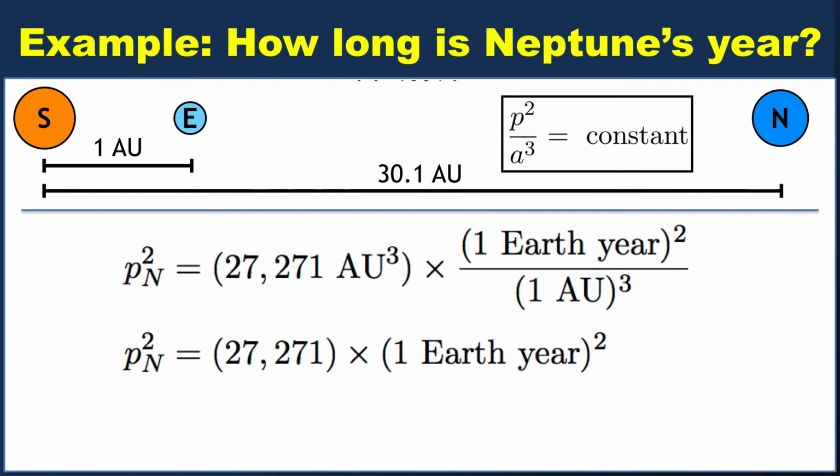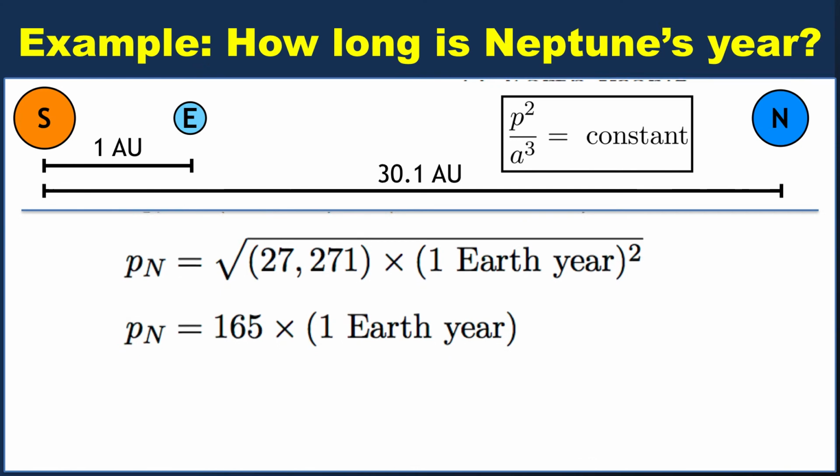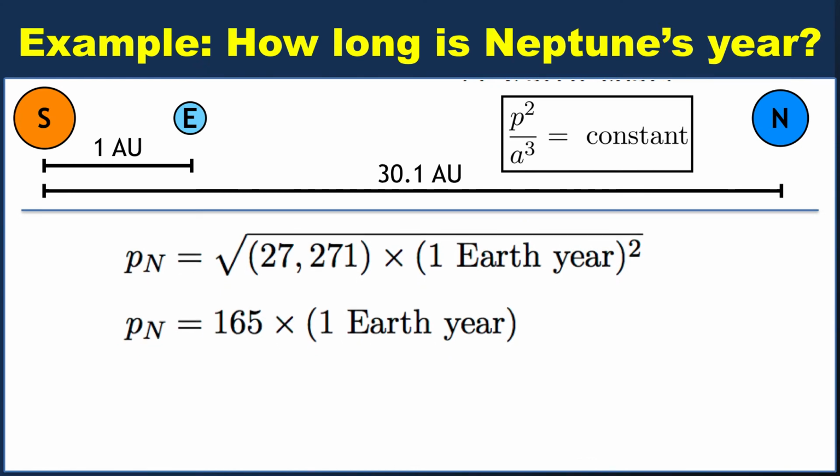We've solved for Pn squared, but we want to solve for Pn, the orbital period. So to do that, we have to take the square root of both sides, of course with the understanding that this should be a positive number. Periods are always quoted as positive numbers. So now you enter the square root of 27,271 into your calculator, and that comes out to be, to 3 significant digits, 165. So our answer is 165 times 1 Earth year. That also had to go under the square root. 1 Earth year squared under a square root is just 1 Earth year. So that tells us that the orbital period of Neptune is 165 Earth years.